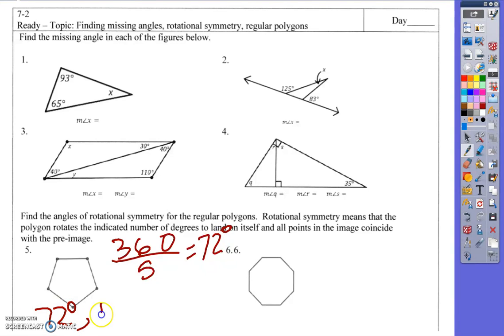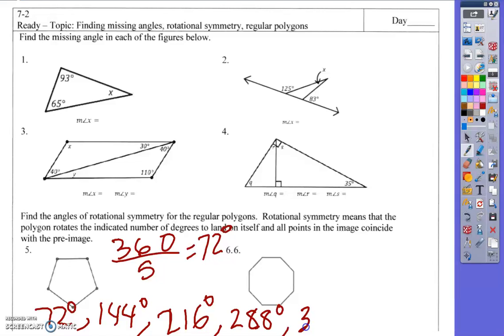But another angle that works is 144, which is 72 plus 72. Another angle that works is 216. I'm just adding 72 to that. Then we get 288, and then we're back to 360.